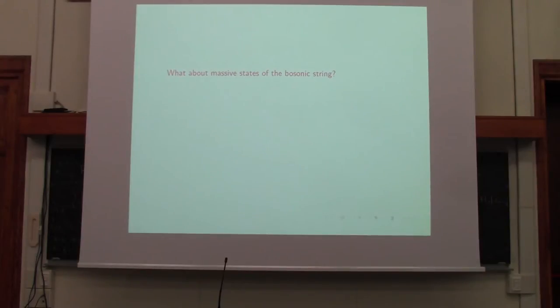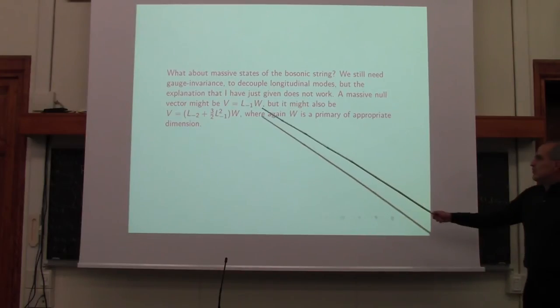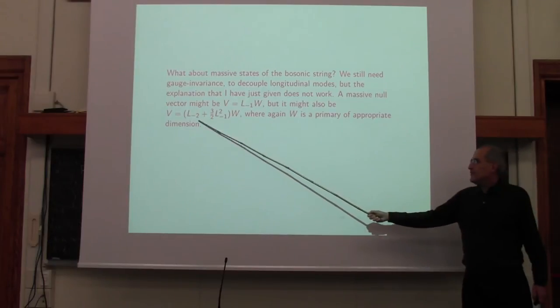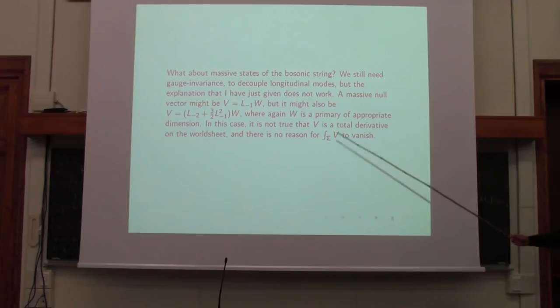What about massive states of the bosonic string? We still need gauge invariance to decouple longitudinal modes, while the explanation I've just given does not work. A massive null vector might be L minus 1 of something, but it can also be given via a different kind of descendant, written in terms of Virasoro generators, L minus 1 and L minus 2, where again, W is a primary of the appropriate dimension. In this case, it's not true that V is a total derivative on the worldsheet, and there's no reason that the integral of V over the worldsheet would vanish.